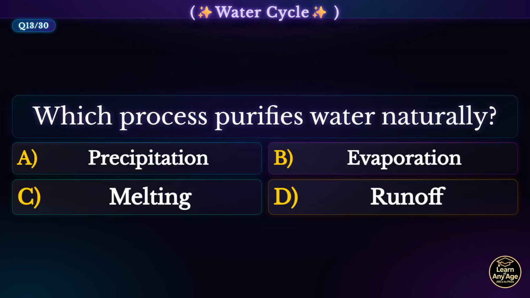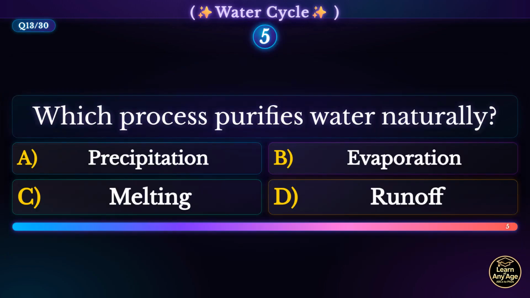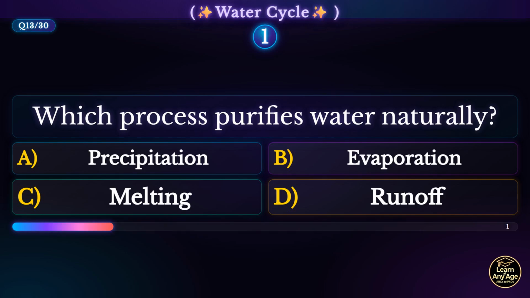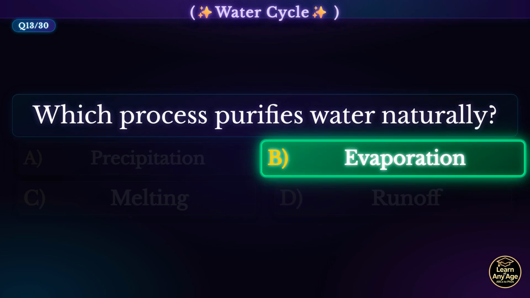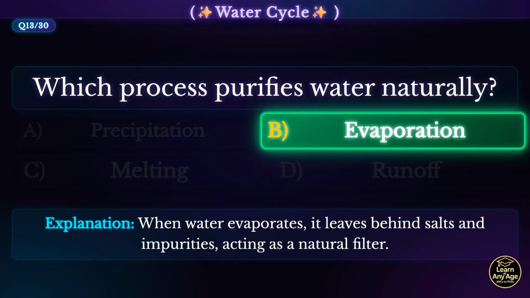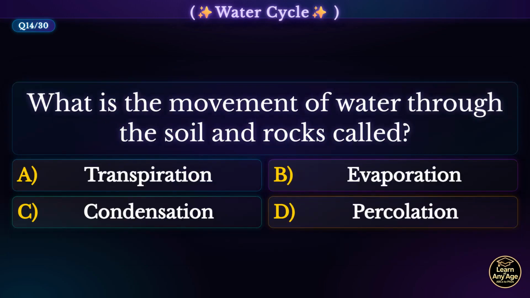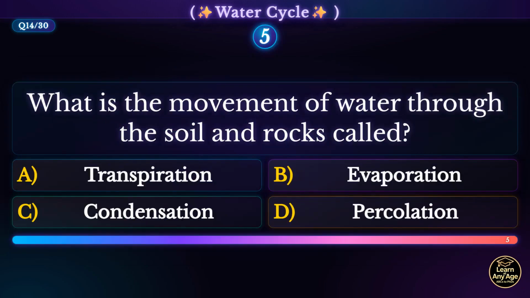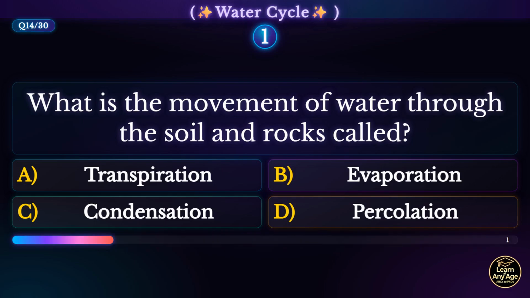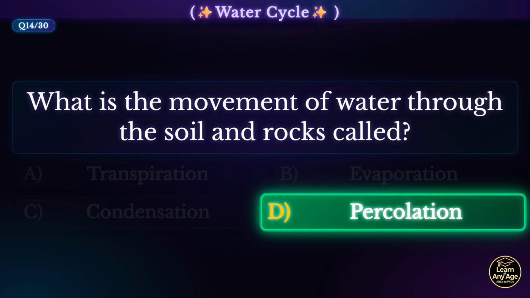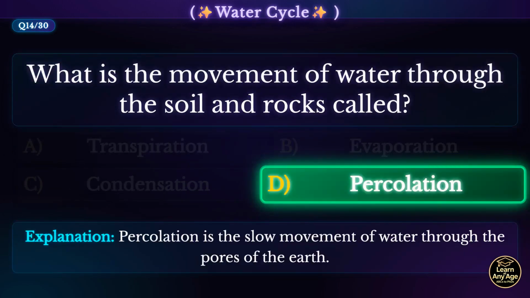Which process purifies water naturally? Evaporation. When water evaporates, it leaves behind salts and impurities, acting as a natural filter. What is the movement of water through the soil and rocks called? Percolation. Percolation is the slow movement of water through the pores of the earth.